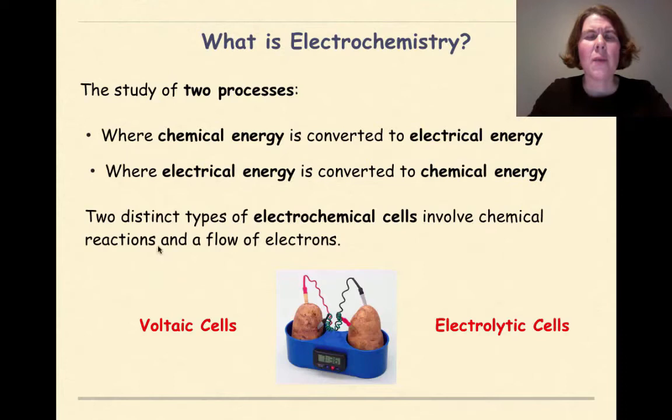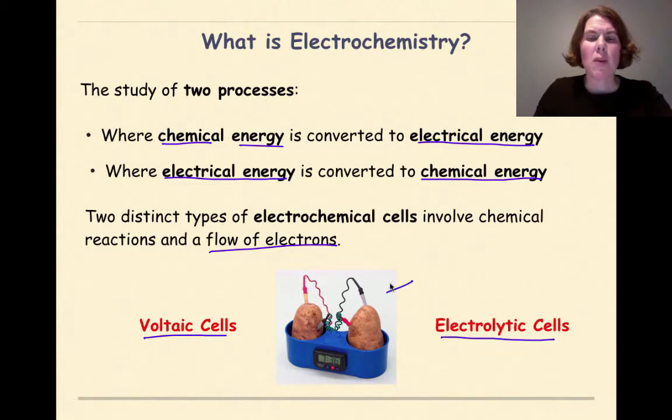So what is electrochemistry? Electrochemistry is the study of two processes. One where chemical energy is converted into electrical energy, and the other being where electrical energy is converted into chemical energy. Two distinct types of electrochemical cells involve chemical reactions and a flow of electrons. Today we're specifically going to be talking about voltaic cells. In the next video we're going to be talking about electrolytic cells. We have an example of a potato clock right here, which is a chemical reaction producing electrical energy, and we've seen this before in the front of my classroom.